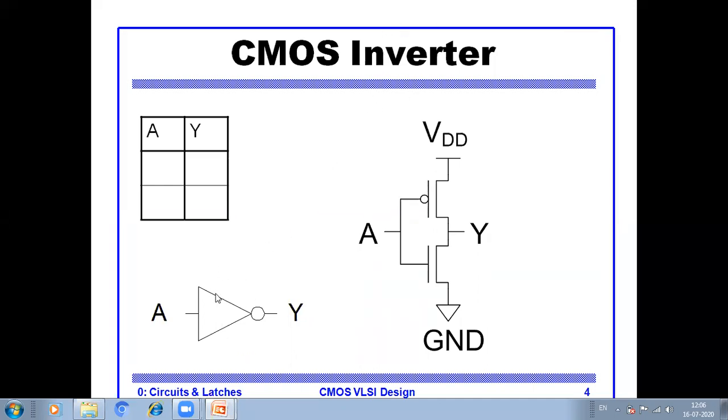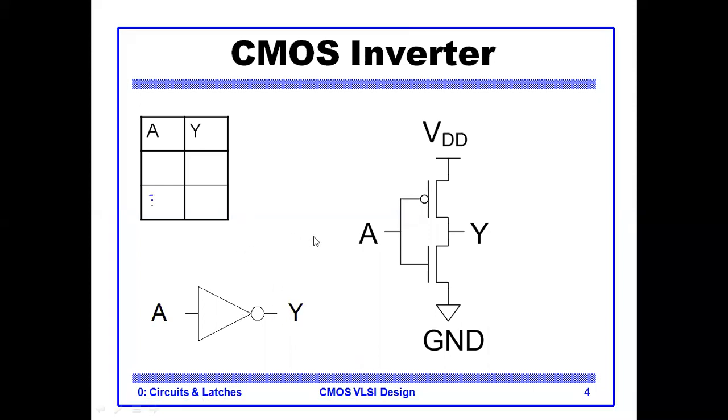This is the symbol of the inverter. We know that it performs the inverting operation. That is, when we apply any high signal at the input, it opposes it at the output, that is 0, and when applying 0 at the input, the output should be 1. So here is the ideal working with that table.